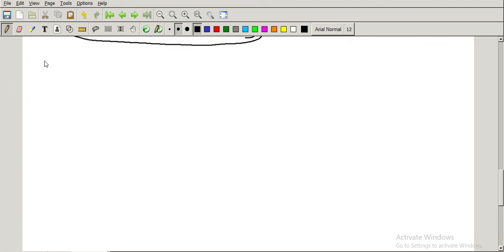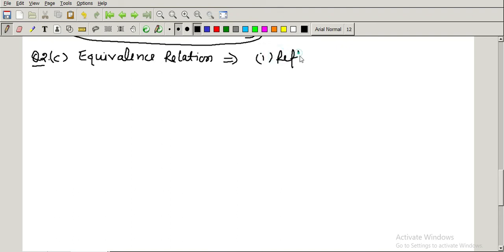So equivalence relation क्या है? तो क्वेश्चन 2C पार्ट, इक्विवेलेंस रिलेशन क्या होता है? सो इक्विवेलेंस रिलेशन इज योर, व्हेन ए रिलेशन इज योर रिफ्लेक्सिव, ट्रांजिटिव, and also it is symmetric, right? Symmetric.